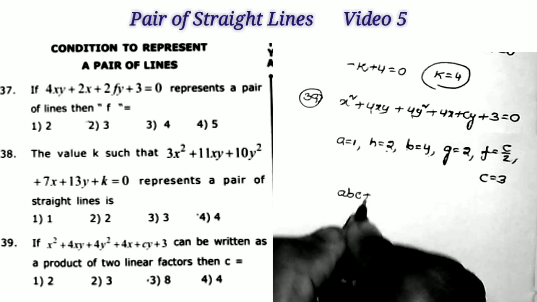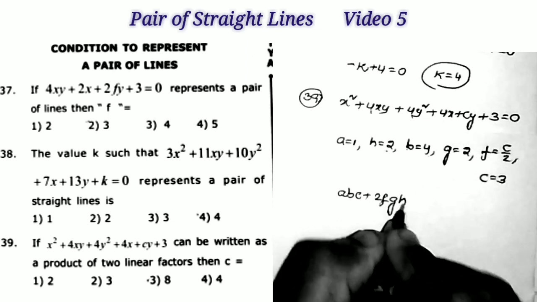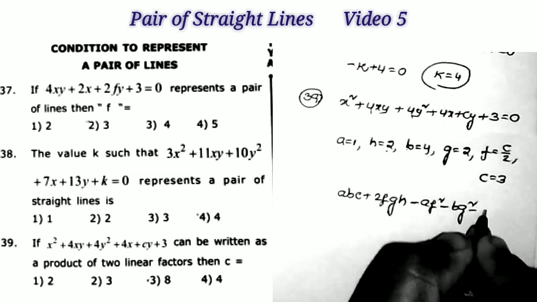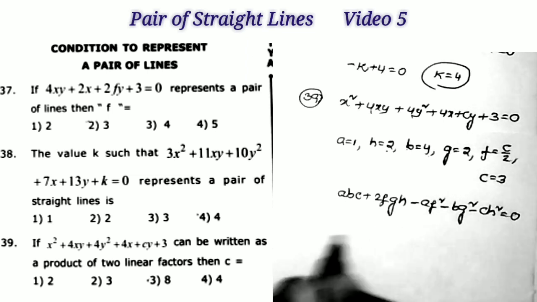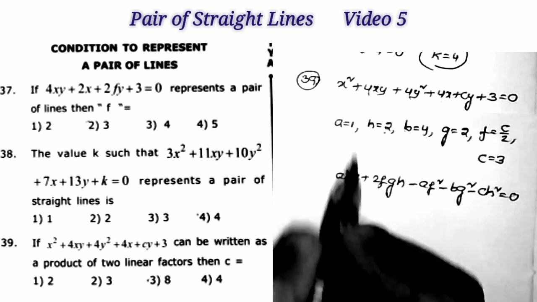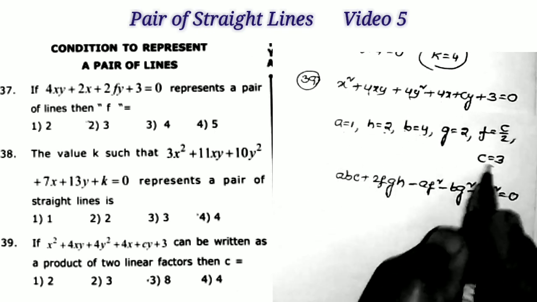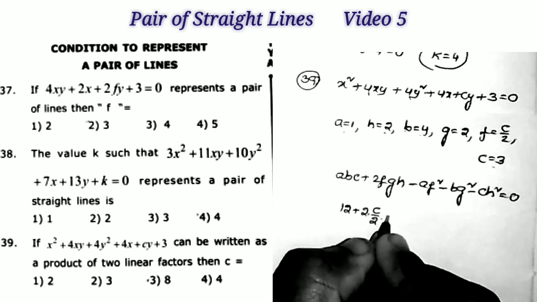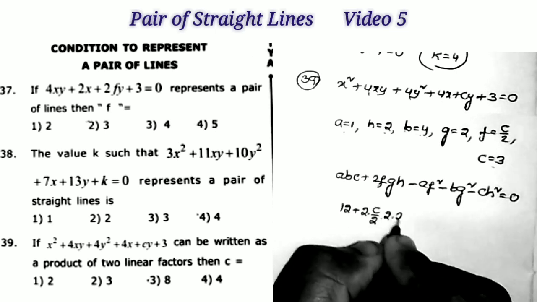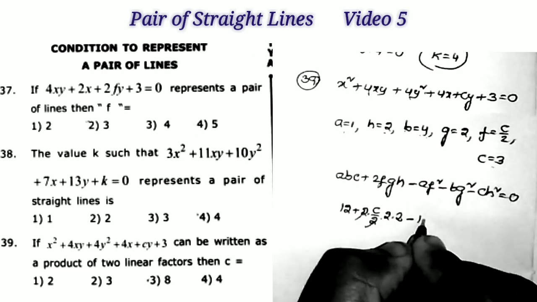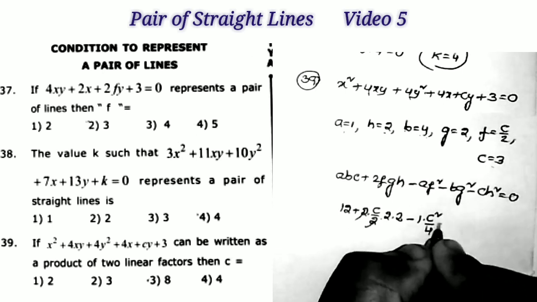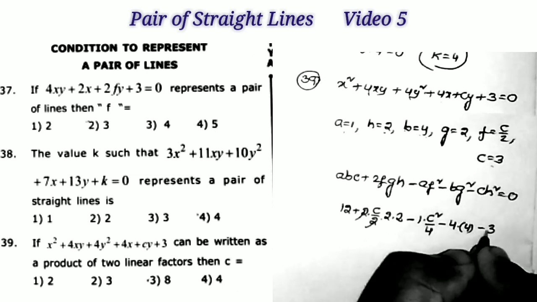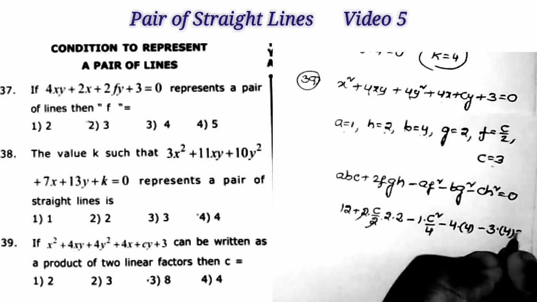Now writing the condition and replacing the values in the condition. Therefore what is the condition? abc plus 2fgh minus af square minus bg square minus ch square is equal to 0. Now replacing the values, abc that is equal to 12, plus 2fgh that is equal to 4c, minus af square, minus 1 into c square by 4, minus bg square, minus 4 into 4, minus ch square, minus 3 into 4 is equal to 0.